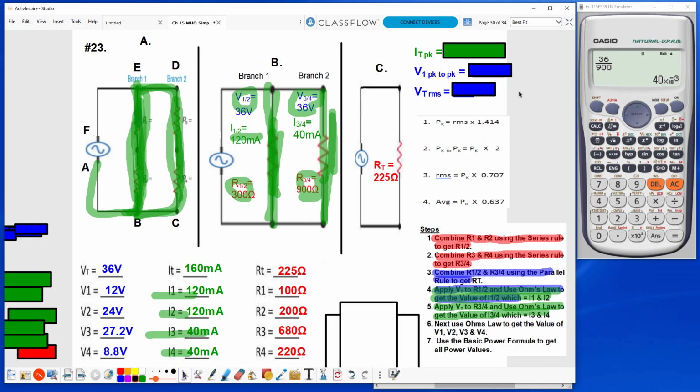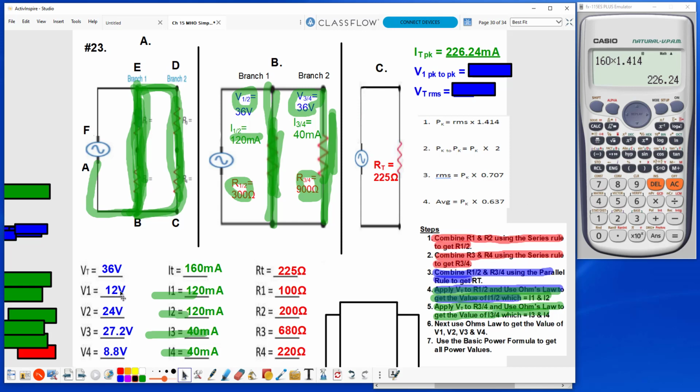So now we're going to apply the appropriate AC formulas to get the AC values. I'm looking for IT peak. I take my IT RMS of 160 milliamps times 1.414, and this gives me my IT peak value of 226.24 milliamps.